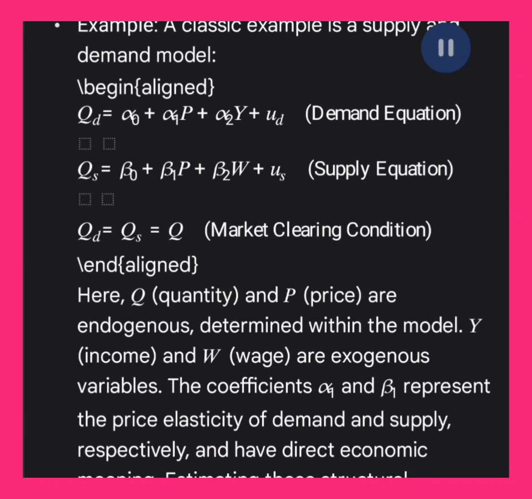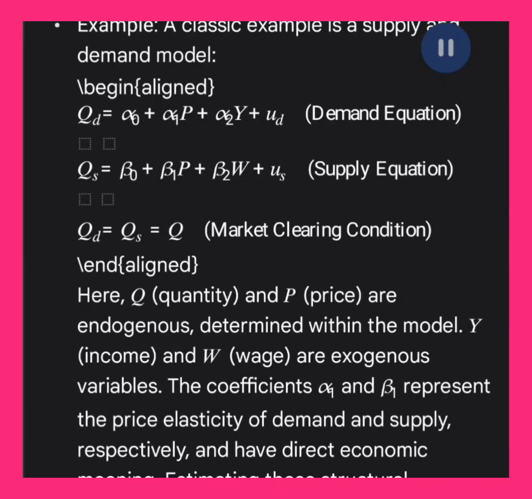Q_D = α_0 + α_1 P + α_2 Y + u_d (demand equation). Q_S = β_0 + β_1 P + β_2 W + u_s (supply equation). Q_D = Q_S = Q (market clearing condition).